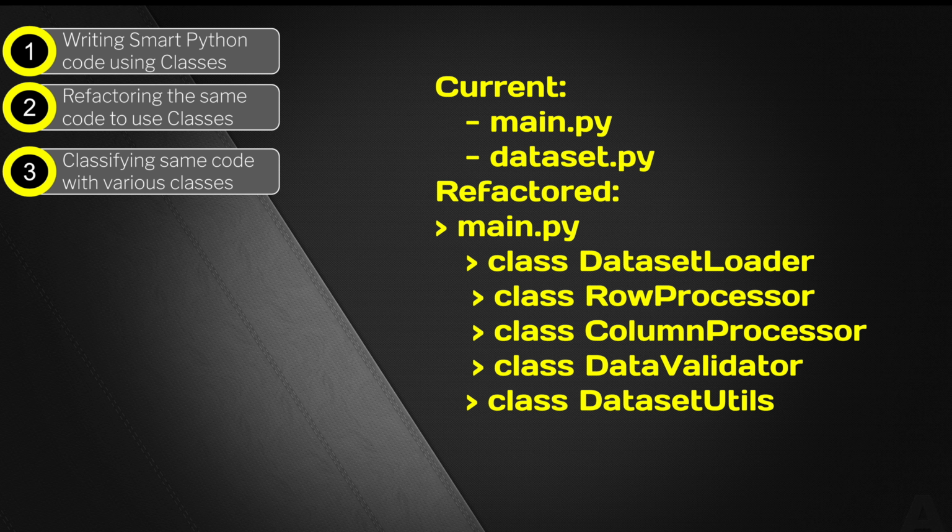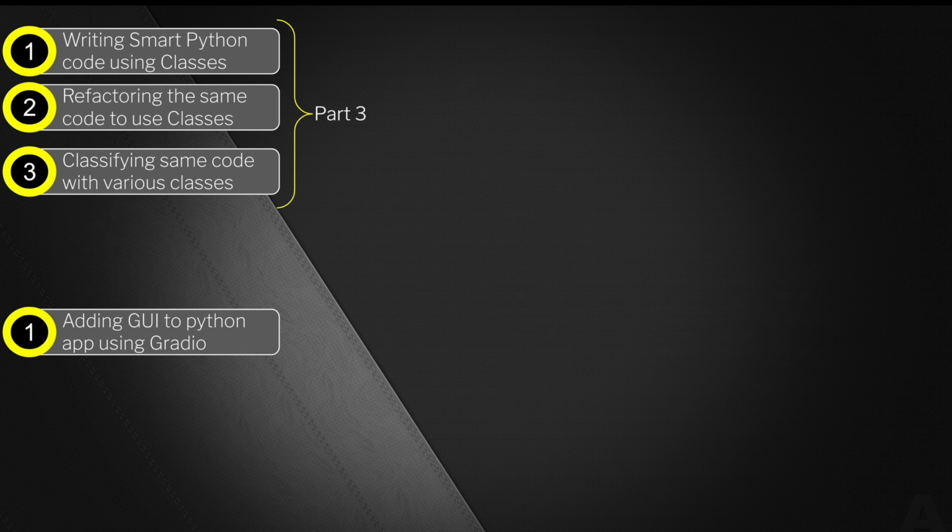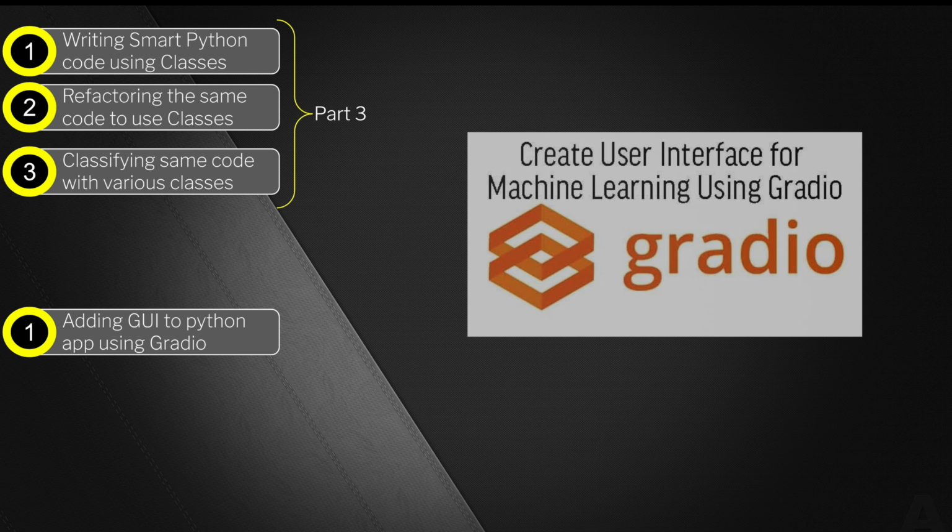I will be explaining a lot more about how you can create the class architecture based on the objective you have in your Python application. And that is all covered in one separate video, and we will consider that as part three of our data processing fundamentals. The last part of this series is going to add the GUI to our Python application using a Python library named Gradio.